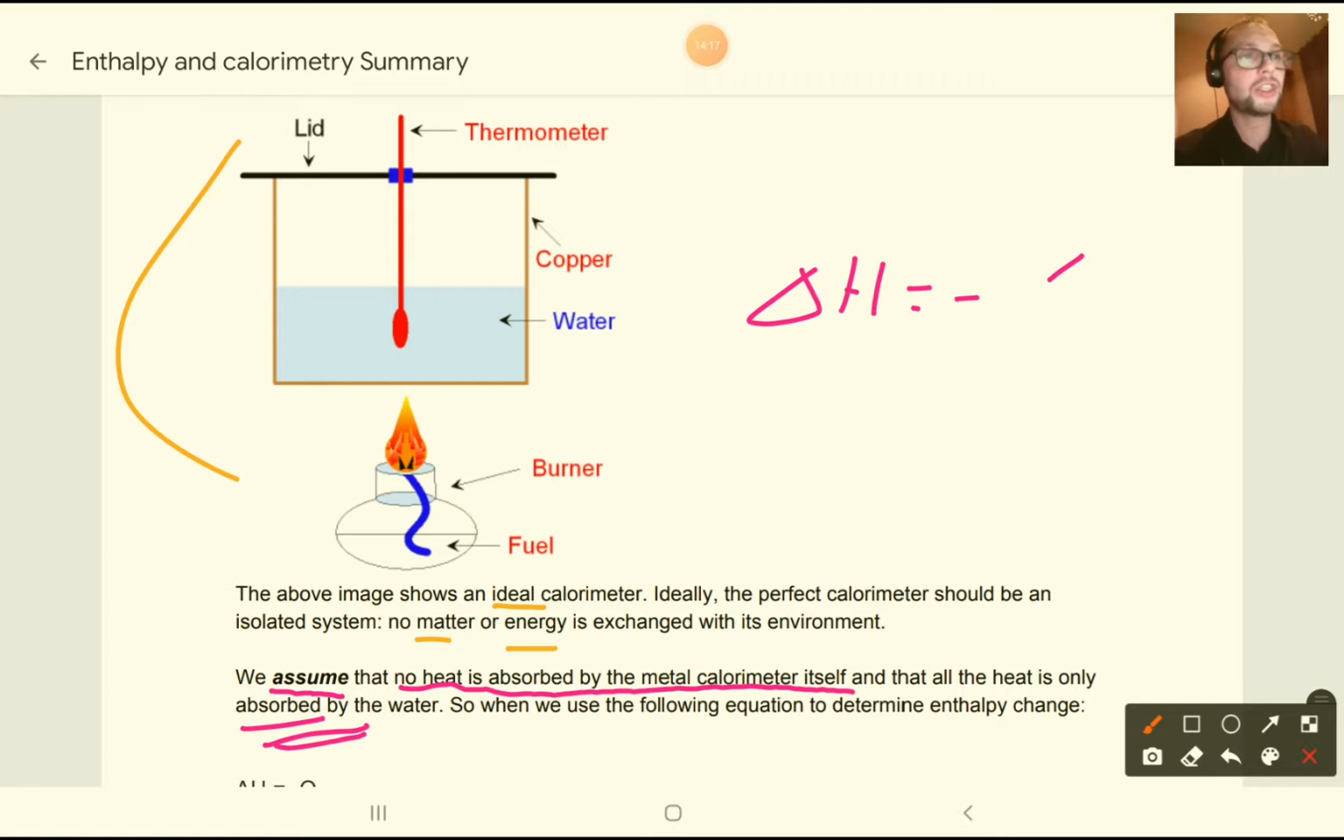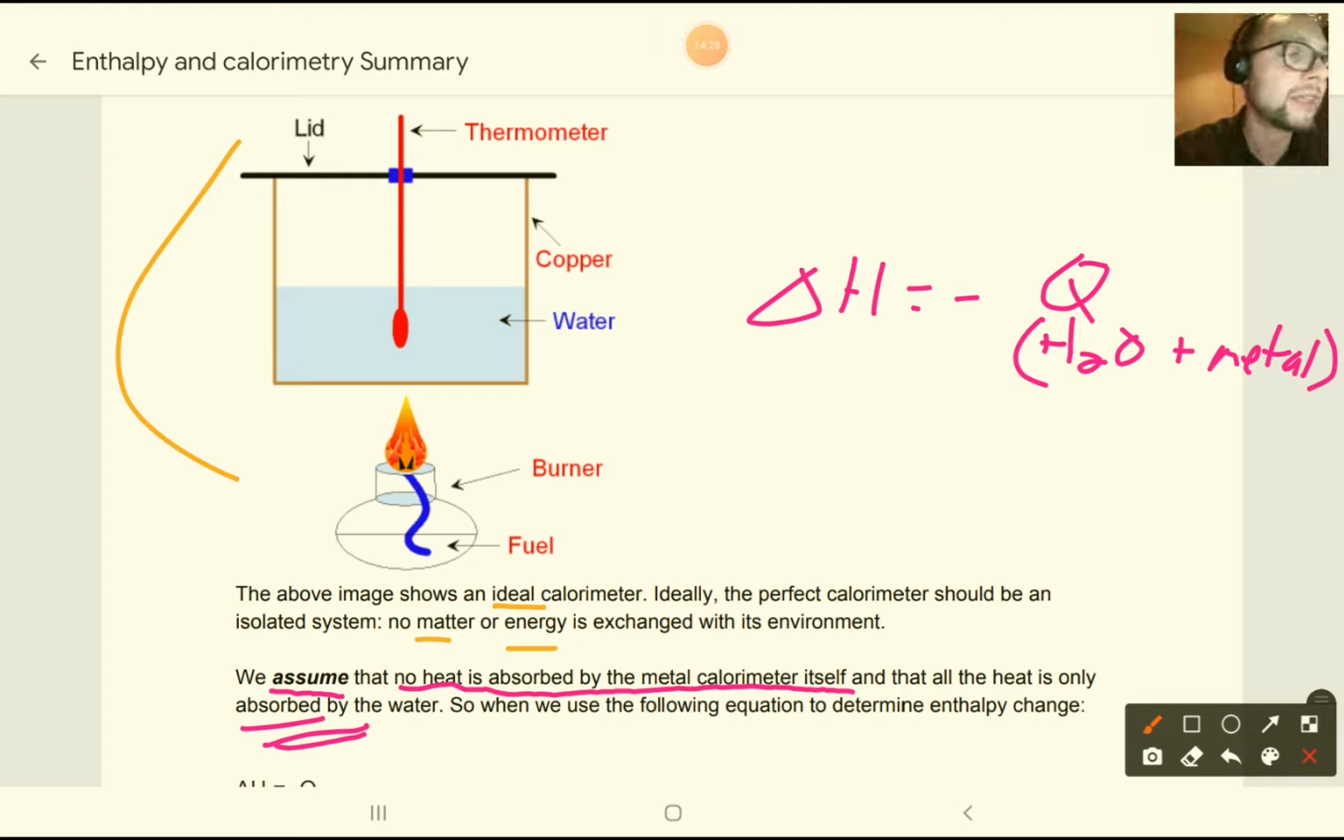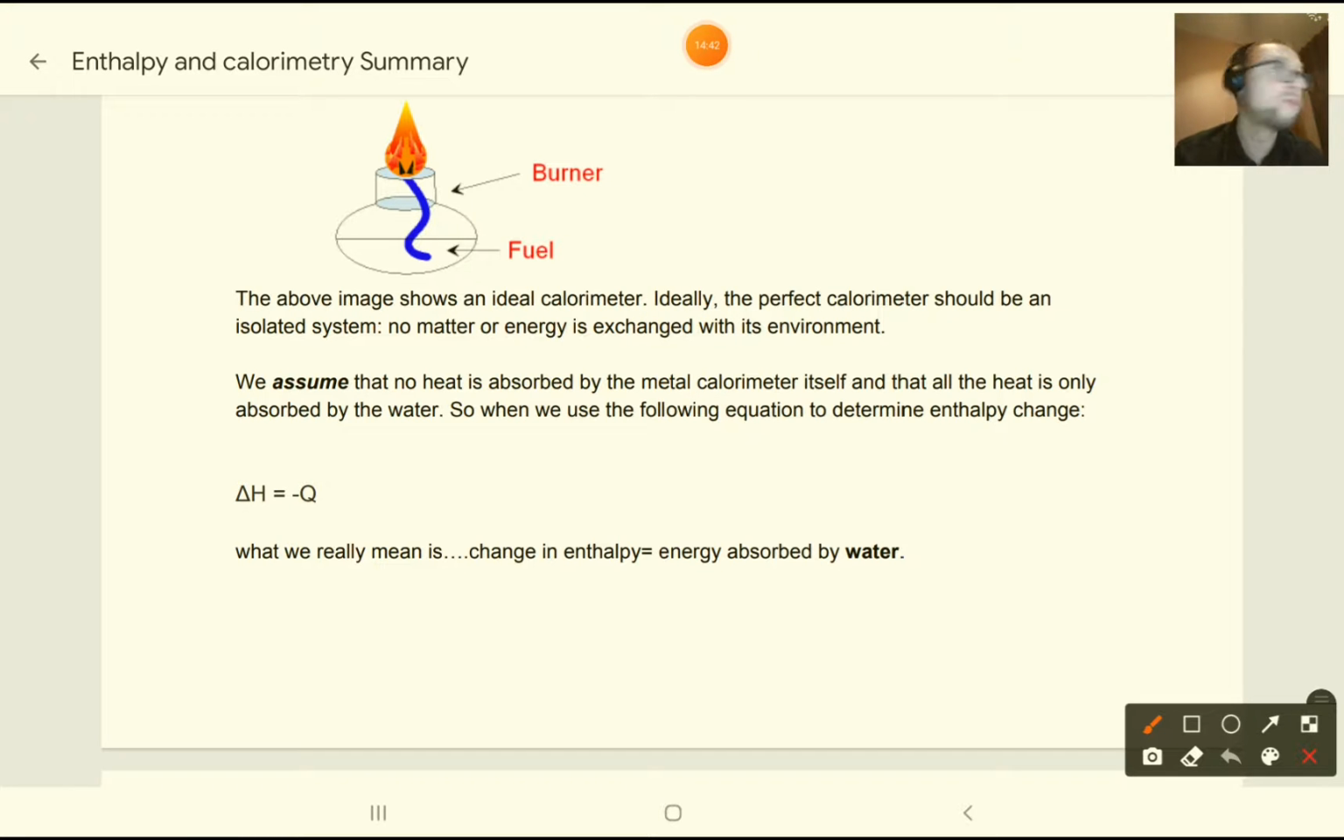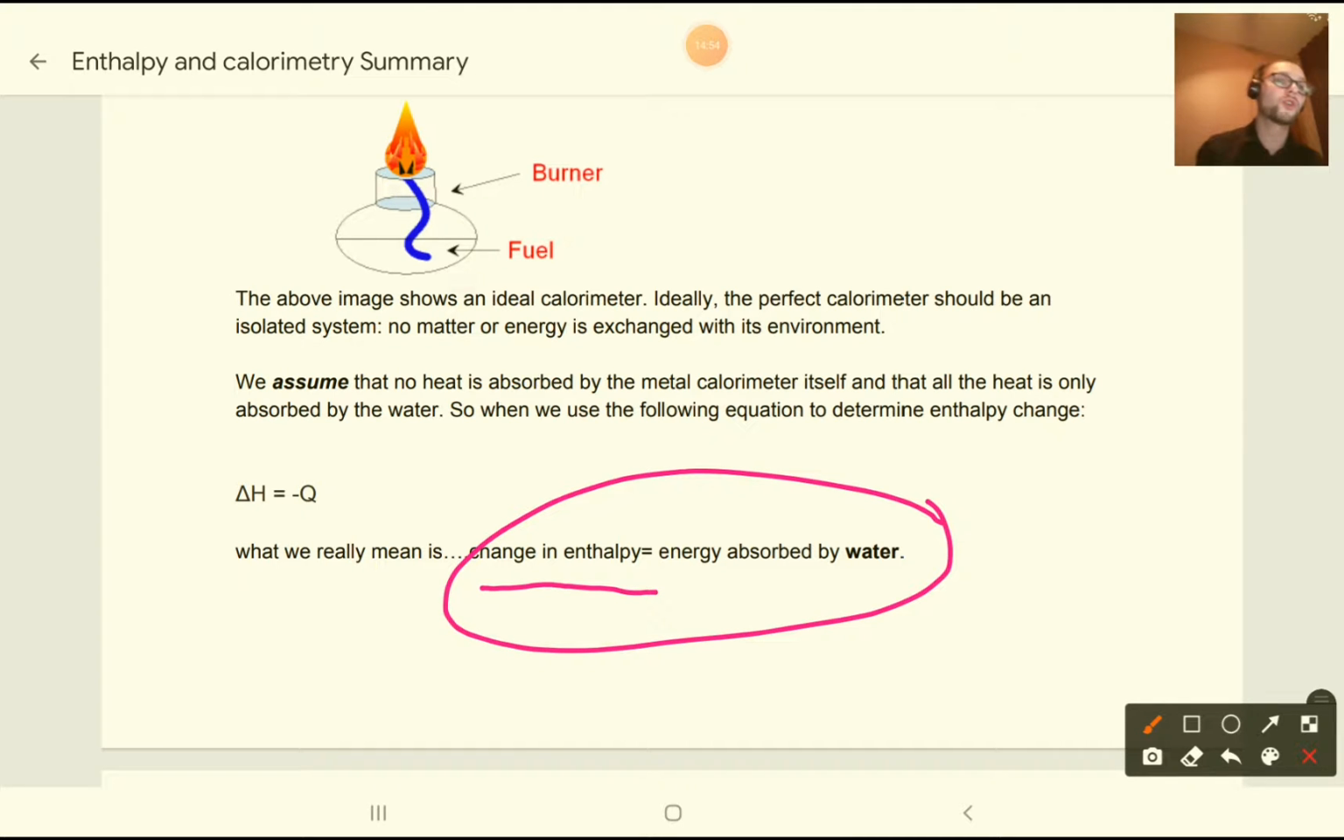which is why we say that your enthalpy change is equal to Q of the water. If we were being really accurate, we would actually say Q of water plus the metal, because the metal does absorb heat, but we ignore that it does. And like some things in science, these assumptions make our experiments simple, but they also make our experiments flawed. And so when we say enthalpy change is equal to negative Q of the calorimeter, what we really mean is that the change in enthalpy is equal to the energy absorbed by water. And by energy, of course, we're talking about heat.